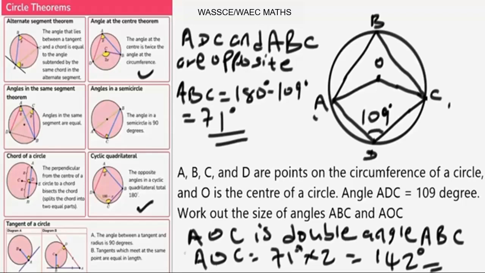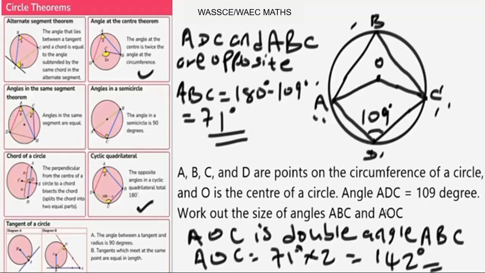Okay, so let's recall what we just did. In the question, how we found 71 degrees: ADC and ABC are opposites. Since they are opposites, we made use of the cyclic quadrilateral. The opposite angles in a cyclic quadrilateral add up to 180 degrees. So to get ABC, we need to subtract 109 degrees from 180. When you do it, you get 71 degrees.